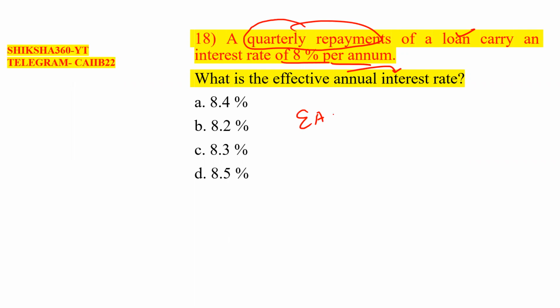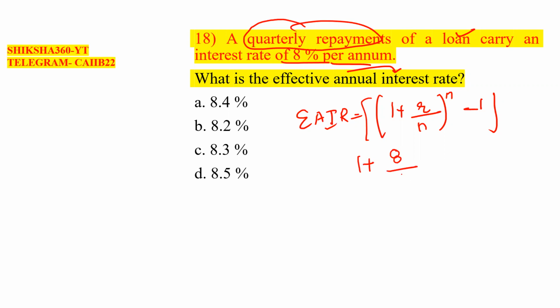The effective annual interest rate is equal to (1 plus R upon N) power N minus 1. What is R here? R is 8. N is the number of times, and quarterly means N is 4. So it is (1 plus 8 upon 4) power 4 minus 1.